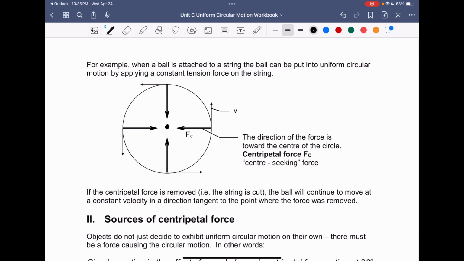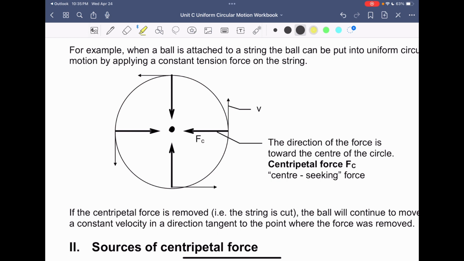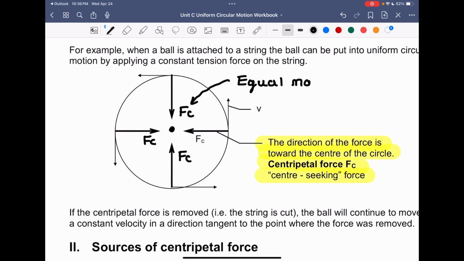Now, what we have is this overall FC, what we're going to come to know as the centripetal force, a center-seeking force that wants to bring the object towards the middle. What this net force is going to do is continuously change this given speed's direction, aka changing the direction of the overall velocity vector. Now, first and foremost, I just want you to label FC, FC, and FC. The number one thing you should notice is that all of these center-seeking centripetal forces are equal in magnitude. So you want to say equal magnitude.